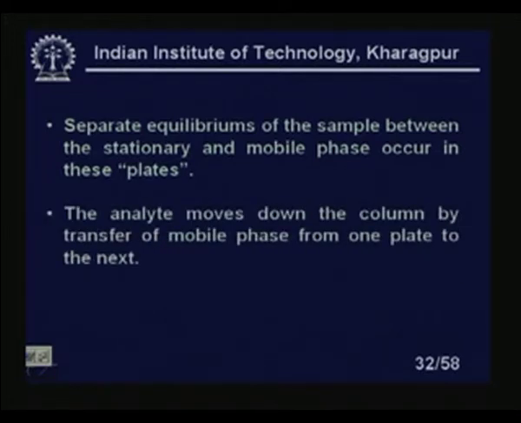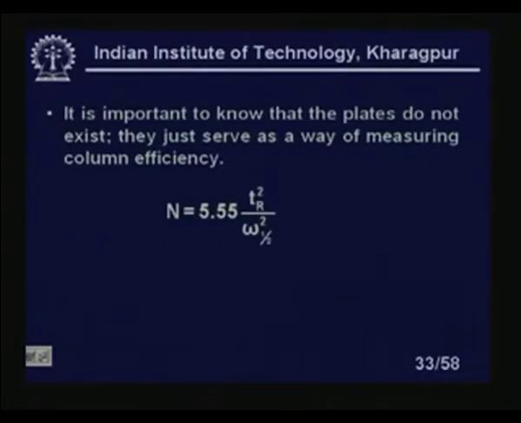We are assuming there are separate plates. The analyte moves down the column by transfer of mobile phase from one plate to the next. Okay, one by one we are assuming that there are several plates. So, from one plate to another, the analyte is moving with the presence of the mobile phase. It is important to know that the plates do not exist, they just serve as a way of measuring the column efficiency, because the column efficiency is very important.